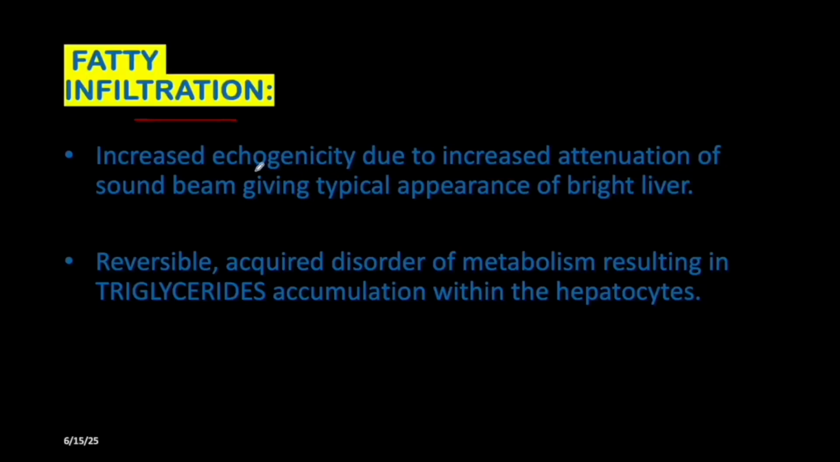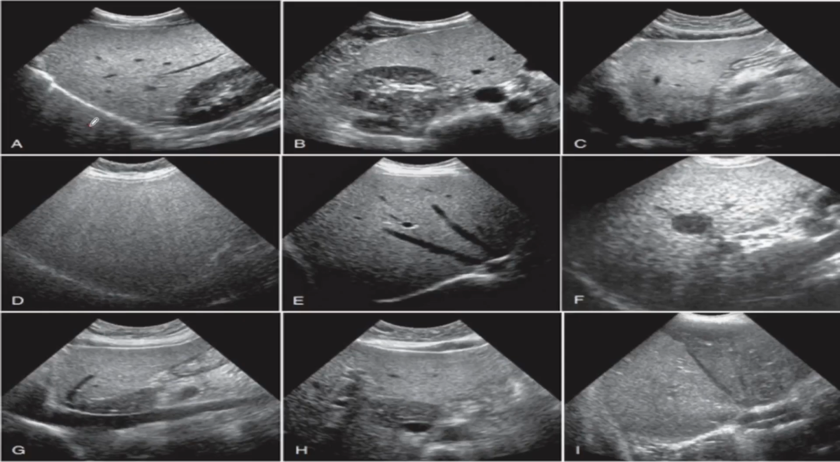In fatty infiltration, there will be increased echogenicity of the liver due to increased attenuation of the sound beam, giving the typical appearance of the bright liver. So the liver will appear brighter in fatty infiltration. Fat infiltration is usually reversible, and this is an acquired disorder of metabolism resulting in triglyceride accumulation within the hepatocyte. Diagram A, B and C.